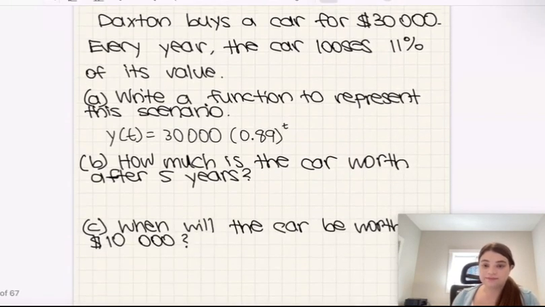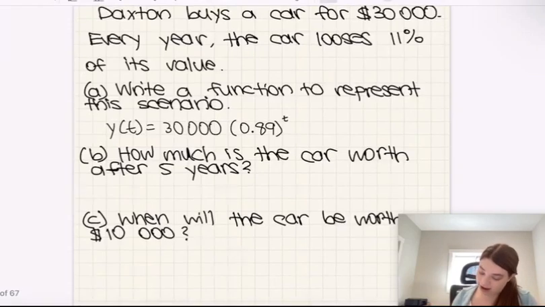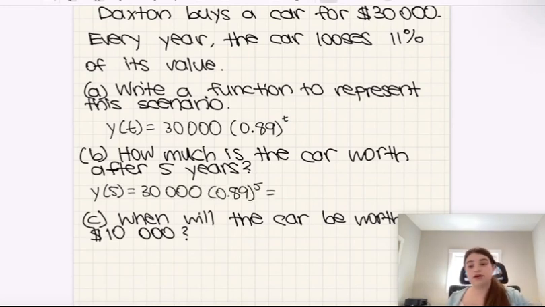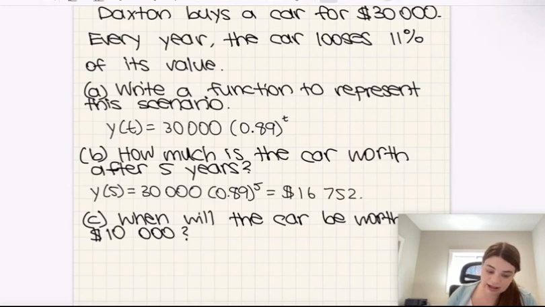So for this one, what we can do is plug in 5 for t, because we now know 5 years has elapsed. It's going to be 30,000 times 0.89 to the power of 5. Then I want you to grab your calculator and type in 0.89 to the power of 5, hit enter, and then multiply by 30,000. And I'm going to get $16,752 and 18 cents. If we just round to the nearest cent there, that's about how much the car is worth after 5 years.